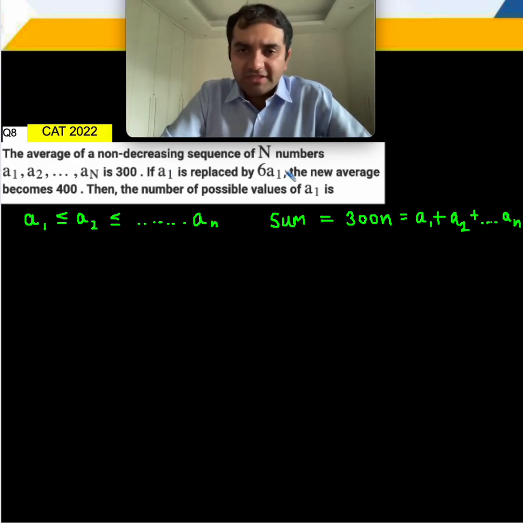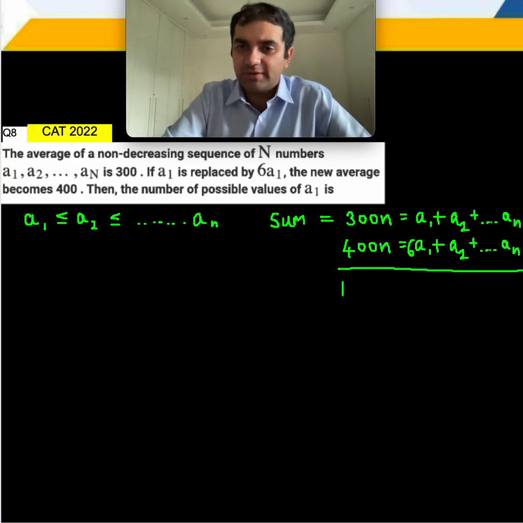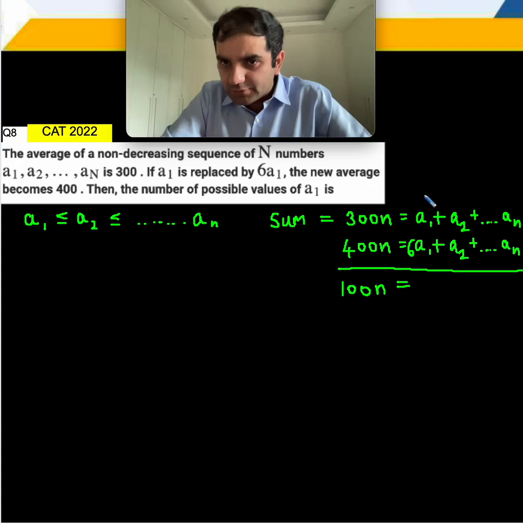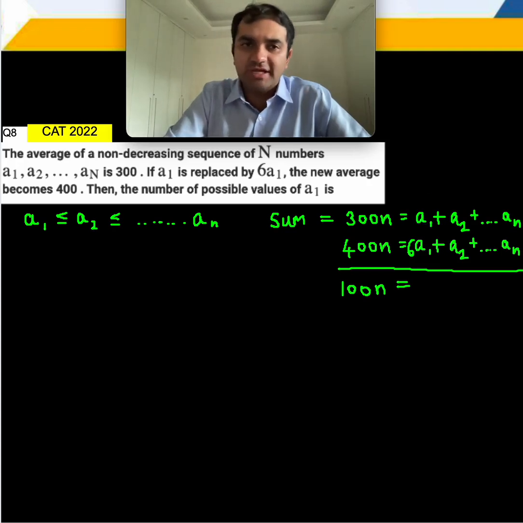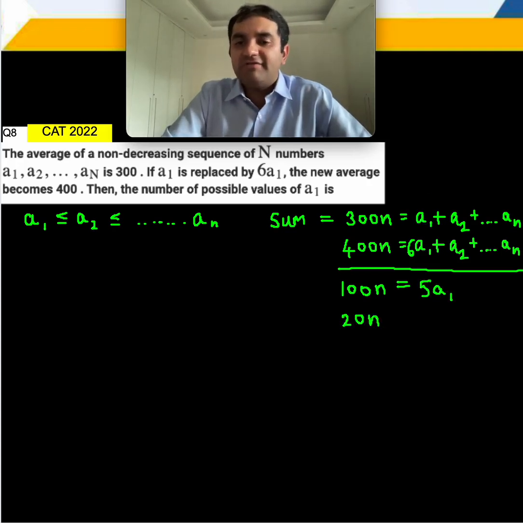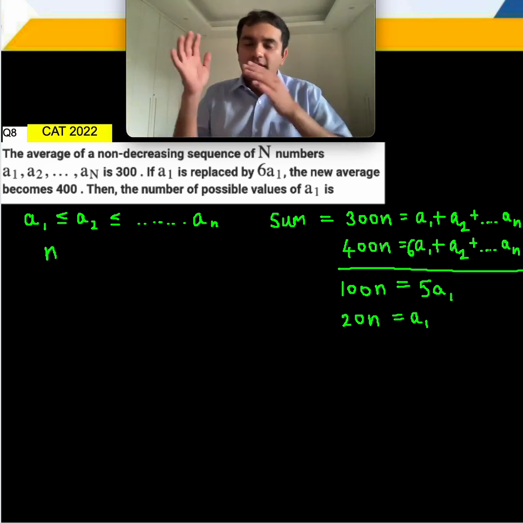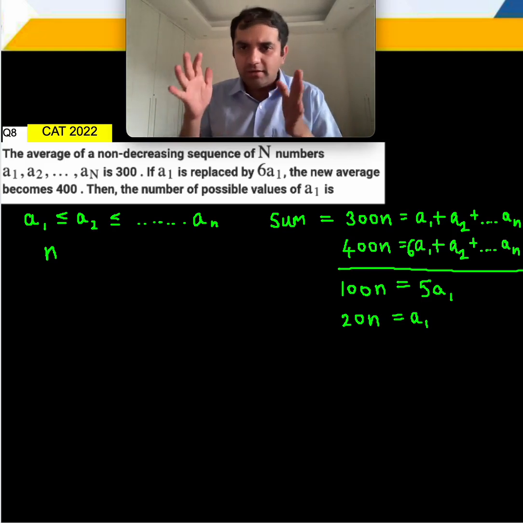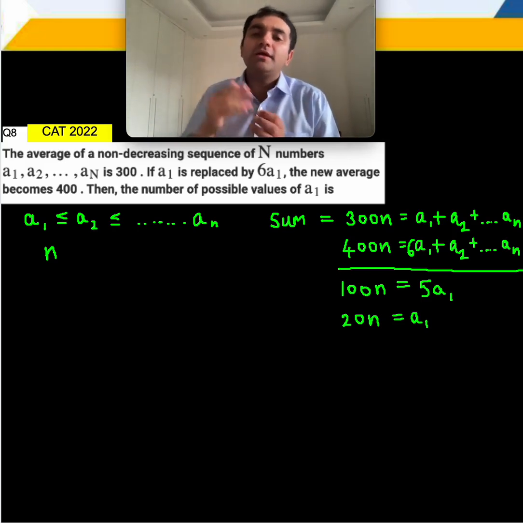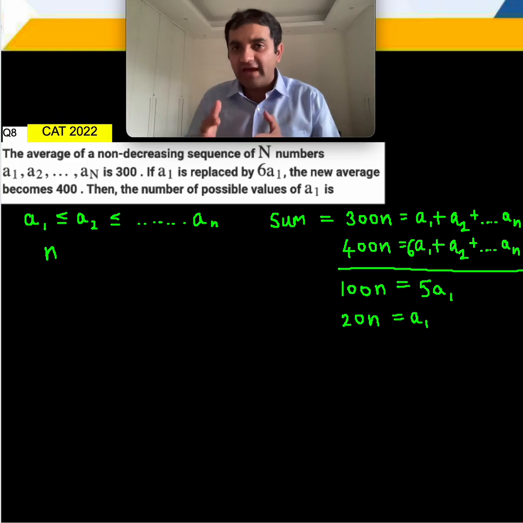Now a1 is replaced by 6a1, so the average becomes 400. So 300 becomes 400, with 6a1 in place of a1. Subtract, and 100n becomes equal to 6 minus 1, 5a1, everything else will cancel. And then from this a1 comes out to be 20n. 20n is equal to a1. Find the number of possible values of a1. The possible values of a1, which is equal to 20n, depends on n. How many values can n take?